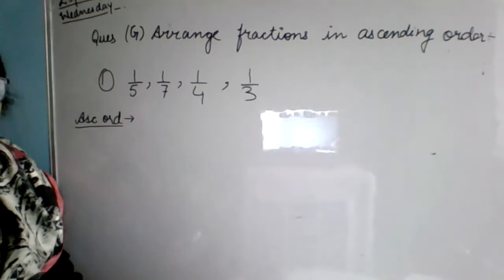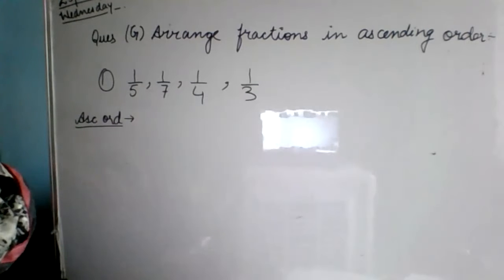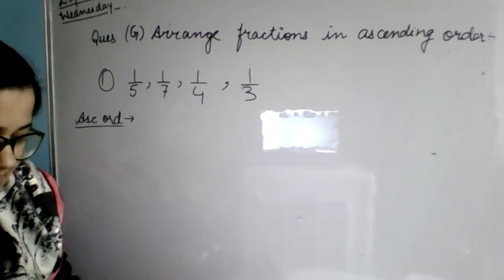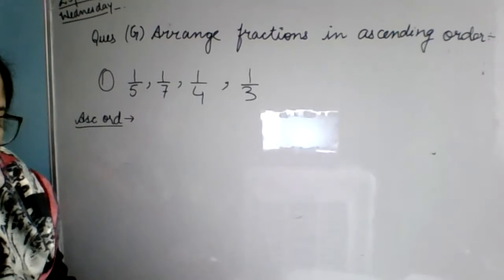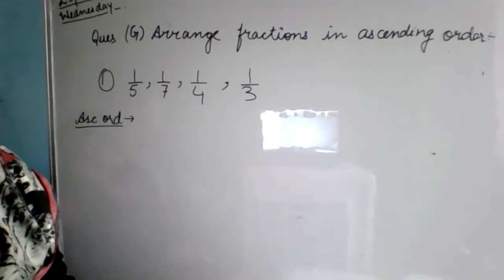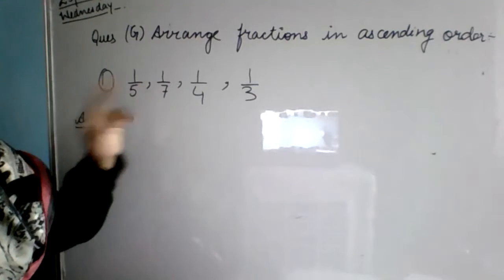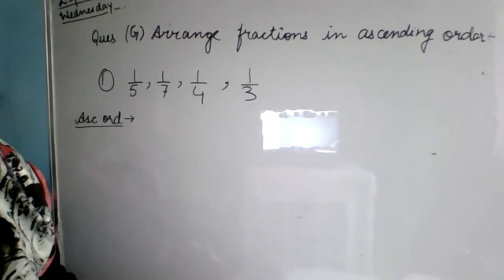Just wait a minute, everyone. Look here. I told you, when denominators are same... If the denominators are not same, what are we going to do here? If denominators are not same but numerators are same, then how?